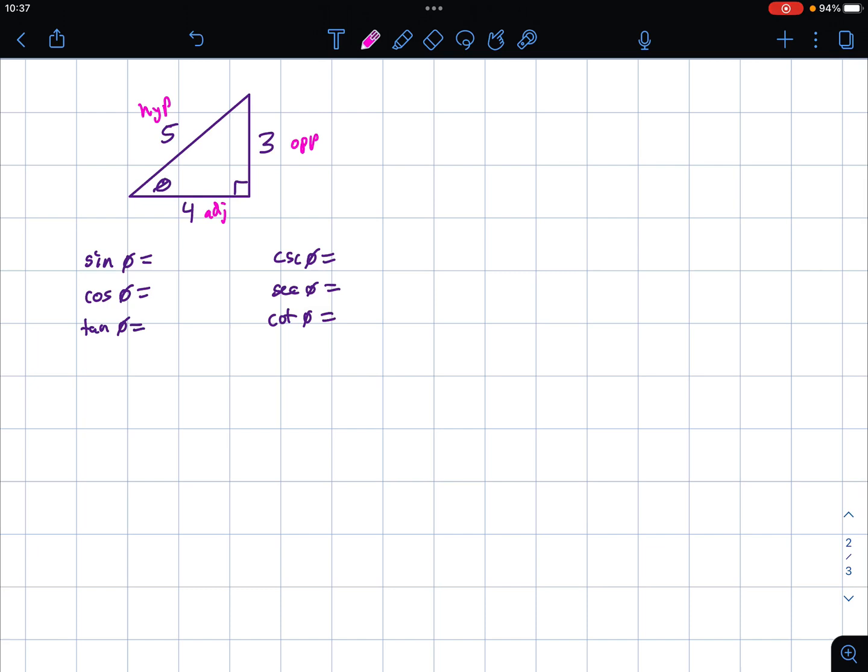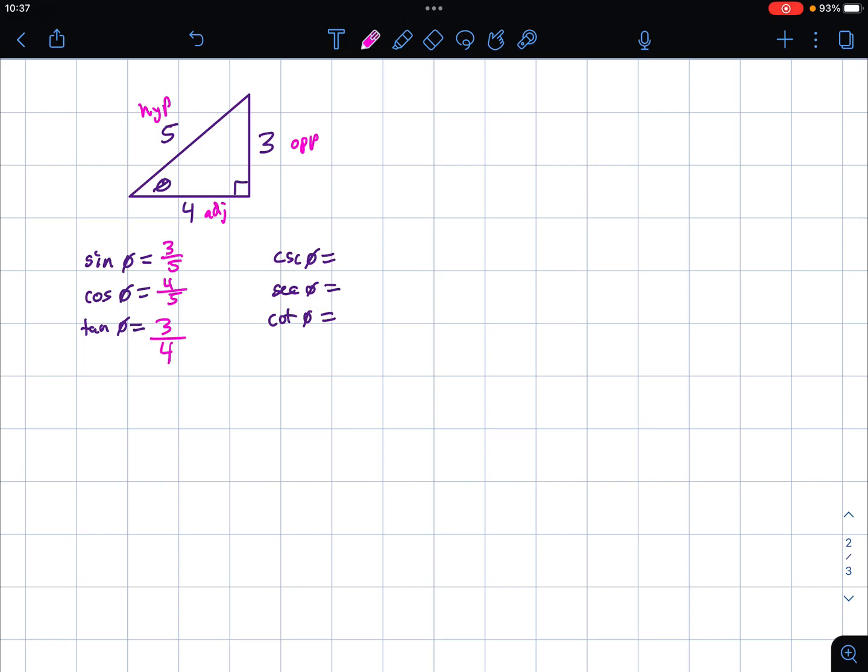So sine is opposite over hypotenuse. Simple enough, it is just 3 over 5. Cosine is adjacent over hypotenuse, 4 over 5. Tangent is opposite over adjacent, 3 over 4.